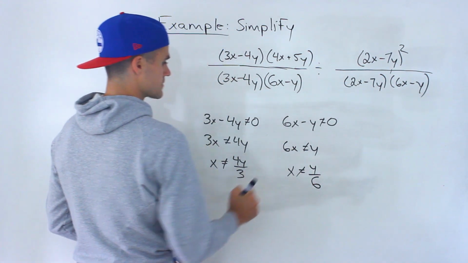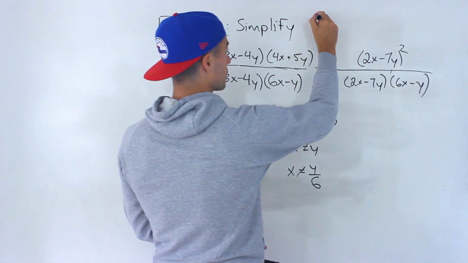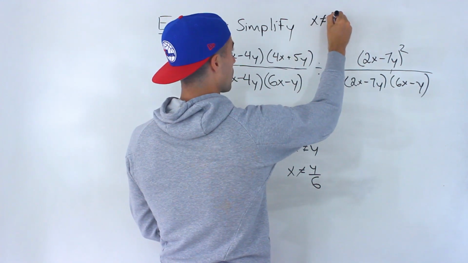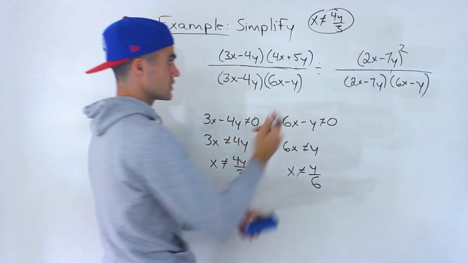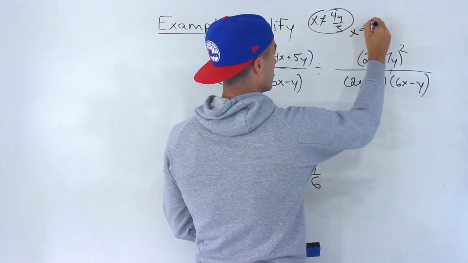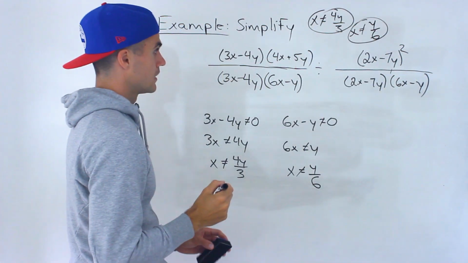Right, so those are the two restrictions from this denominator here, so I'm going to write them over here. X can't be 4y over 3. That's going to be the first restriction. X can't be y over 6 over here.